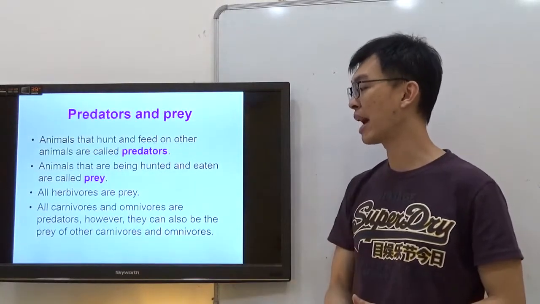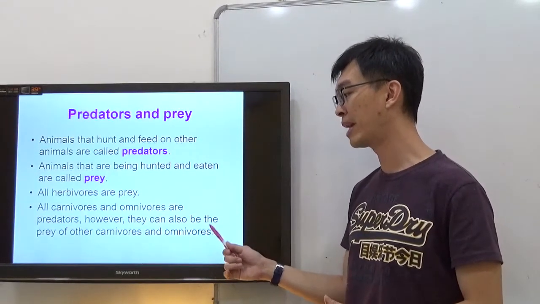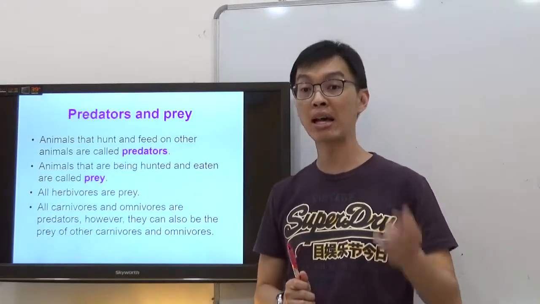All carnivores and omnivores are predators, however, they can also be the prey of other carnivores and omnivores. Now, what do I mean by that? I give you an example.